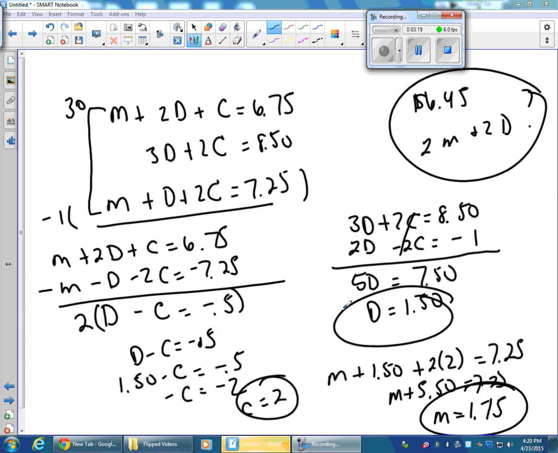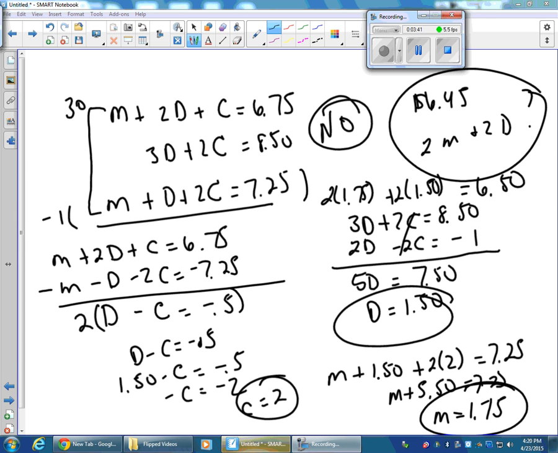Can they buy two milks and two donuts? So two milks, 2 times $1.75, and two donuts, 2 times $1.50, actually turns out it costs $6.50. They have $6.45, so my answer to my question would be no. They don't quite have enough money to purchase that.